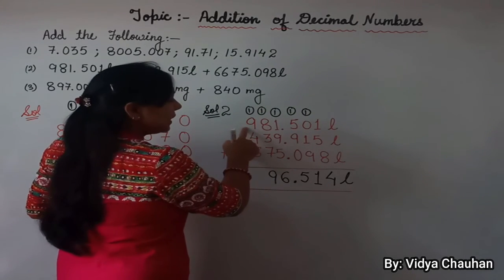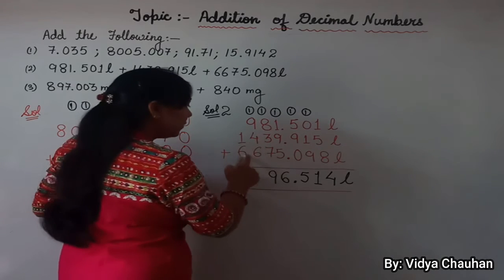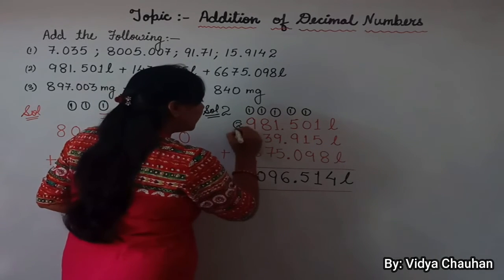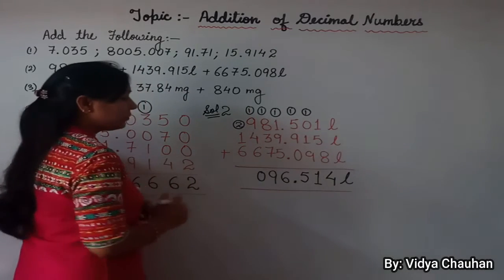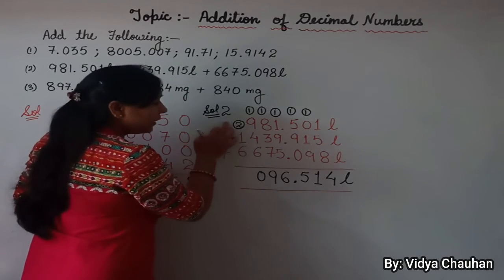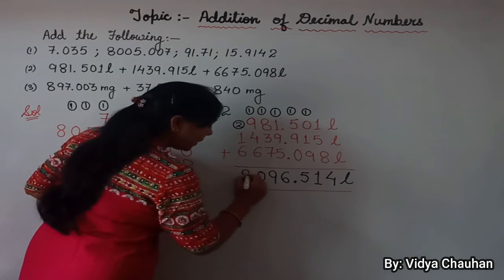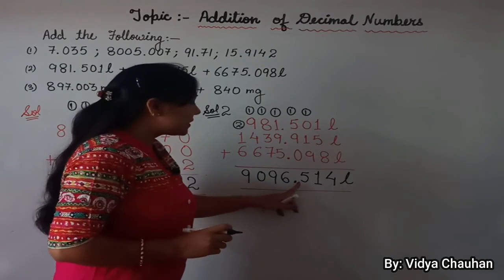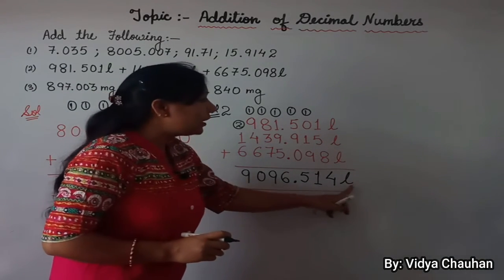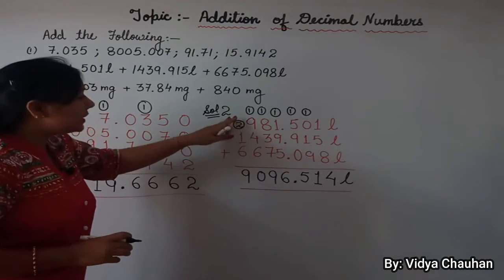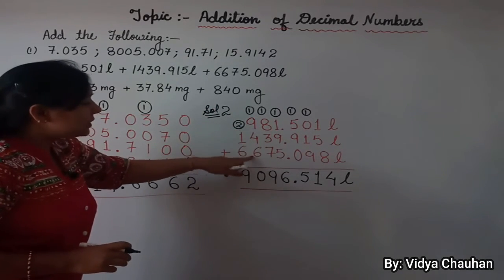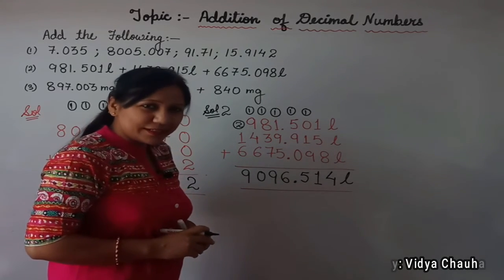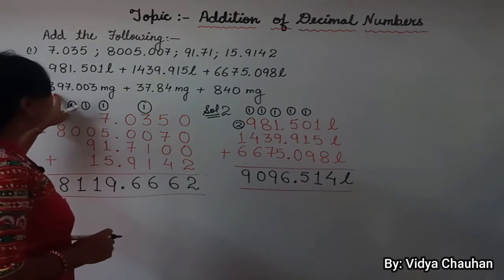9 plus 1, 10. 10 plus 4, 14. 14 plus 6, 20. 0 here and 2 will be the carry forward to the next place. 6 plus 1, 7 plus 2, 9. So what is our final answer? 9096.514 liters. So this is the total of all these three individual terms when we have added them. Clear students? So let's take one more example.